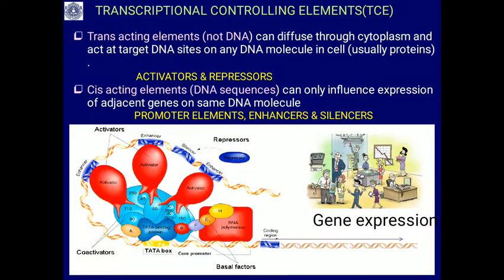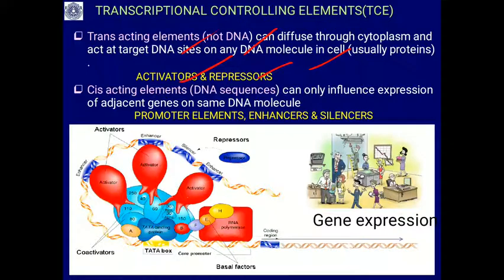These transcriptional controlling elements are of two types. Trans-acting elements are not part of the DNA sequence. They are synthesized in the cytoplasm, then transported back to the nucleoplasm, where they affect the DNA sites and modulate the transcription of the DNA. Those are called trans-acting elements. These are the transcription factors, activators and repressors, and they are protein in nature.